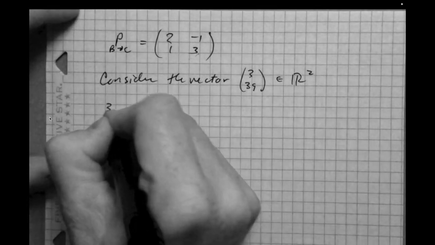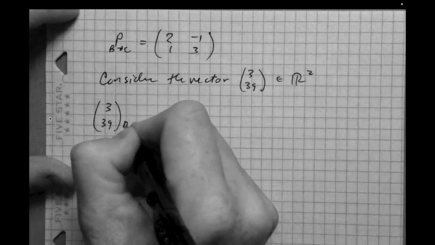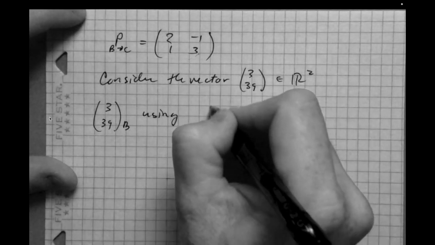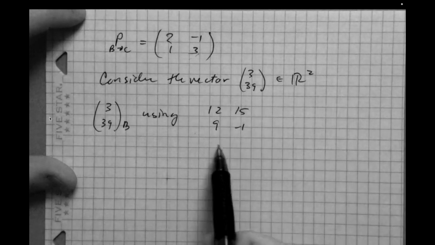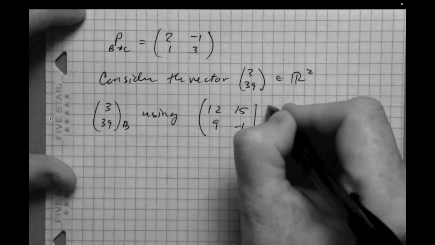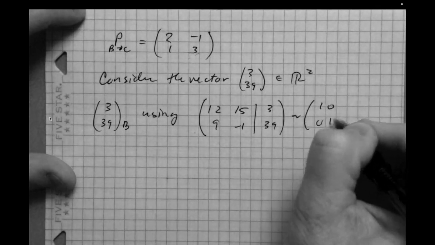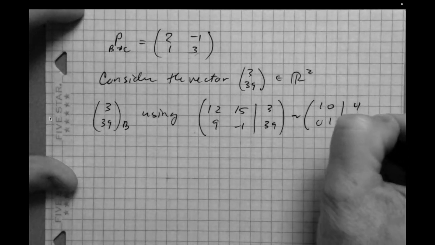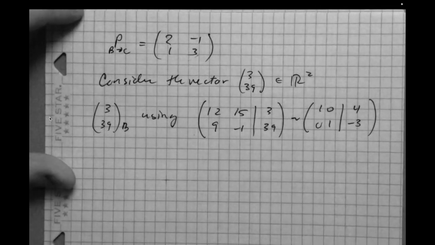So I can coordinatize 3, 39 under B using row reduction. So I take 12, 15, 9, negative 1. So these are the basis vectors from B, and I can row reduce this system. And I get 1, 0, 0, 1. Again, pause the video, make sure this is all making sense. This is kind of computationally heavy, so I'm ripping through it. Right, so I can get to that.